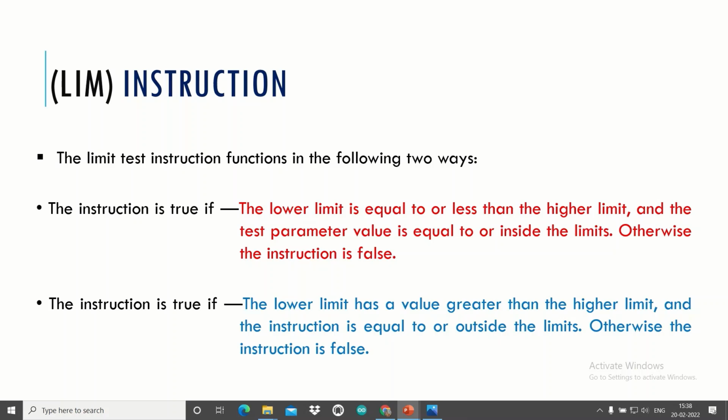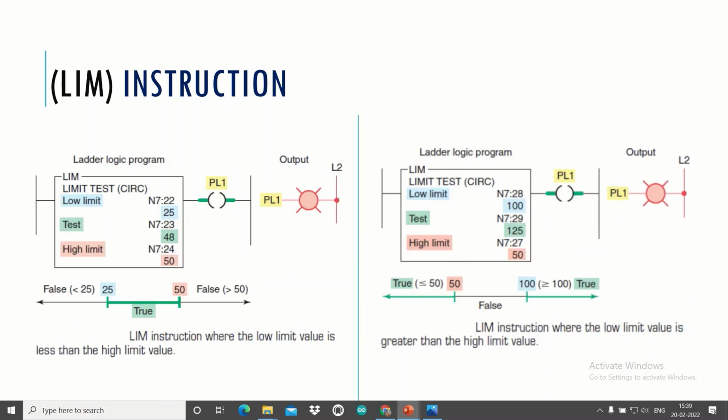Next, another condition: the lower limit has a value greater than the higher limit, and the instruction is equal to or outside the limits. Now you see, the lower limit has got a value greater than the higher limit, and this instruction is outside the limit. That means it is not within the limit. Okay, we will see the illustration.